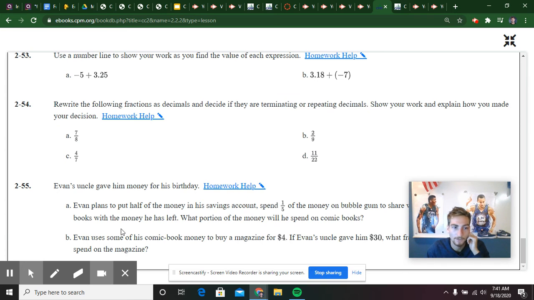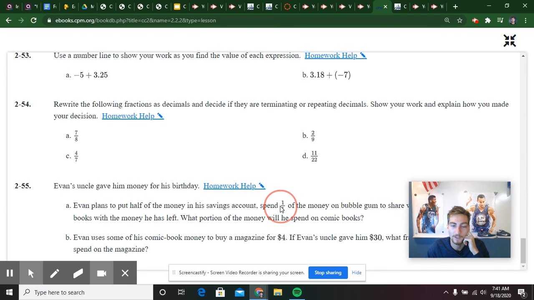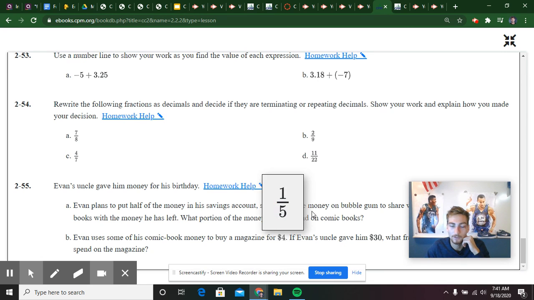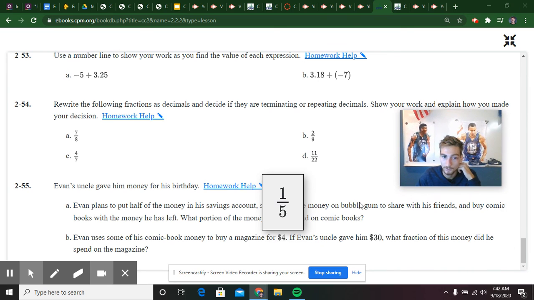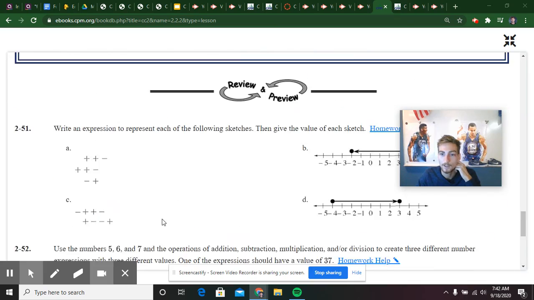And then this one here, 255, you're going to have to look at finding common denominators because it asks about putting half of the money in a savings account and then spending a fifth. And so how could we write 1/2 and work with it in relation to our 1/5? Like, what is our common denominator between those two fractions? And that'll help you figure out the problem there.